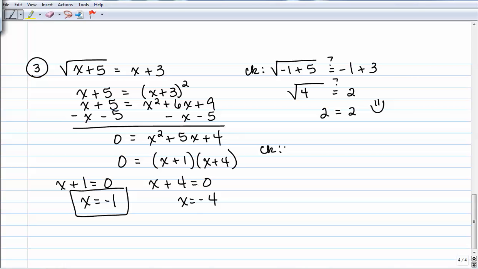Now we need to check our second solution, x equals negative 4. And let's plug that into our original equation for x. Is the square root of negative 4 plus 5 equal to negative 4 plus 3? Is the square root of 1 equal to negative 1? No, it is not. The square root of 1 is 1, and 1 is not equal to negative 1, so x equals negative 4 does not work, so my equation has only one answer, x equals negative 1.